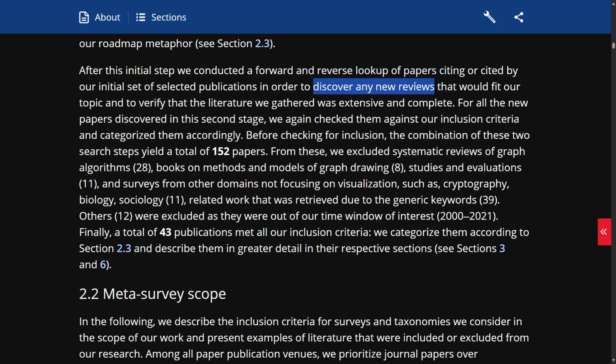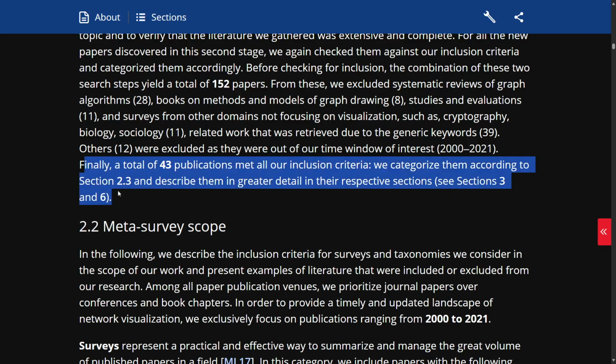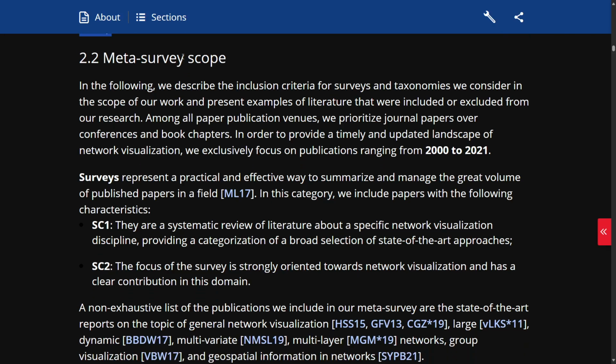From these, we excluded systematic reviews of graph algorithms, 28; books on methods and models of graph drawing, 8; studies and evaluations, 11; and surveys from other domains not focusing on visualization, such as cryptography, biology, sociology, 11; related work that was retrieved due to the generic keywords, 39. Others, 12, were excluded as they were out of our time window of interest, 2000 to 2021. Finally, a total of 43 publications met all our inclusion criteria. We categorized them according to section 2.3 and described them in greater detail in their respective sections. See sections 3 and 6.